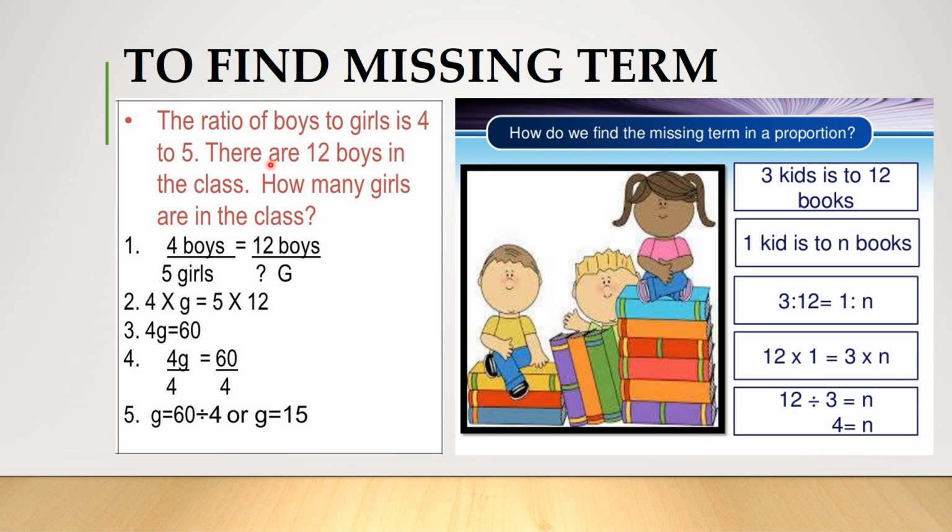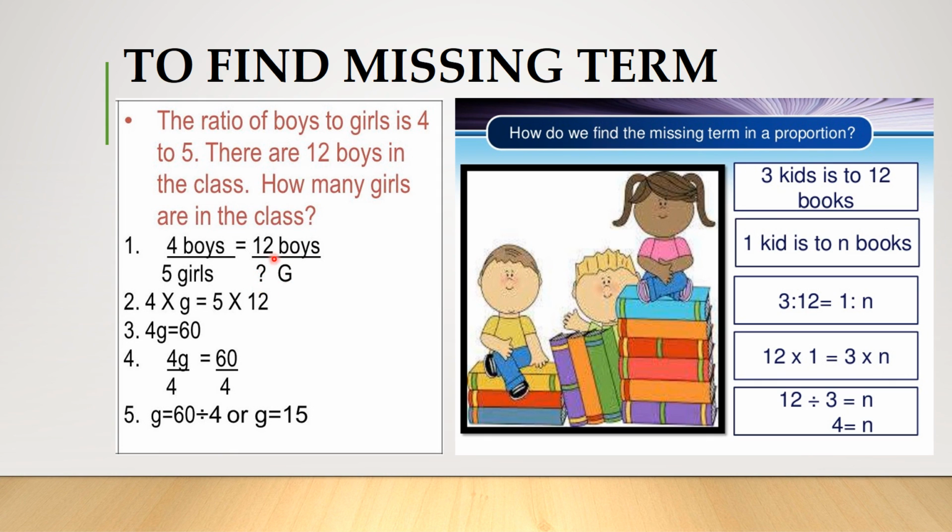Now let us see how to find the missing term. This is very, very important, children. How to find the missing term of the proportion. Now the first question: the ratio of boys to girls is 4 to 5, and there are 12 boys in the class. How many girls are there in the class? Now see, the ratios are given, 4 is to 5, and the boys are given. The boys to girls ratio is 4 by 5 and the number of boys is 12. Now you have to find the number of girls.